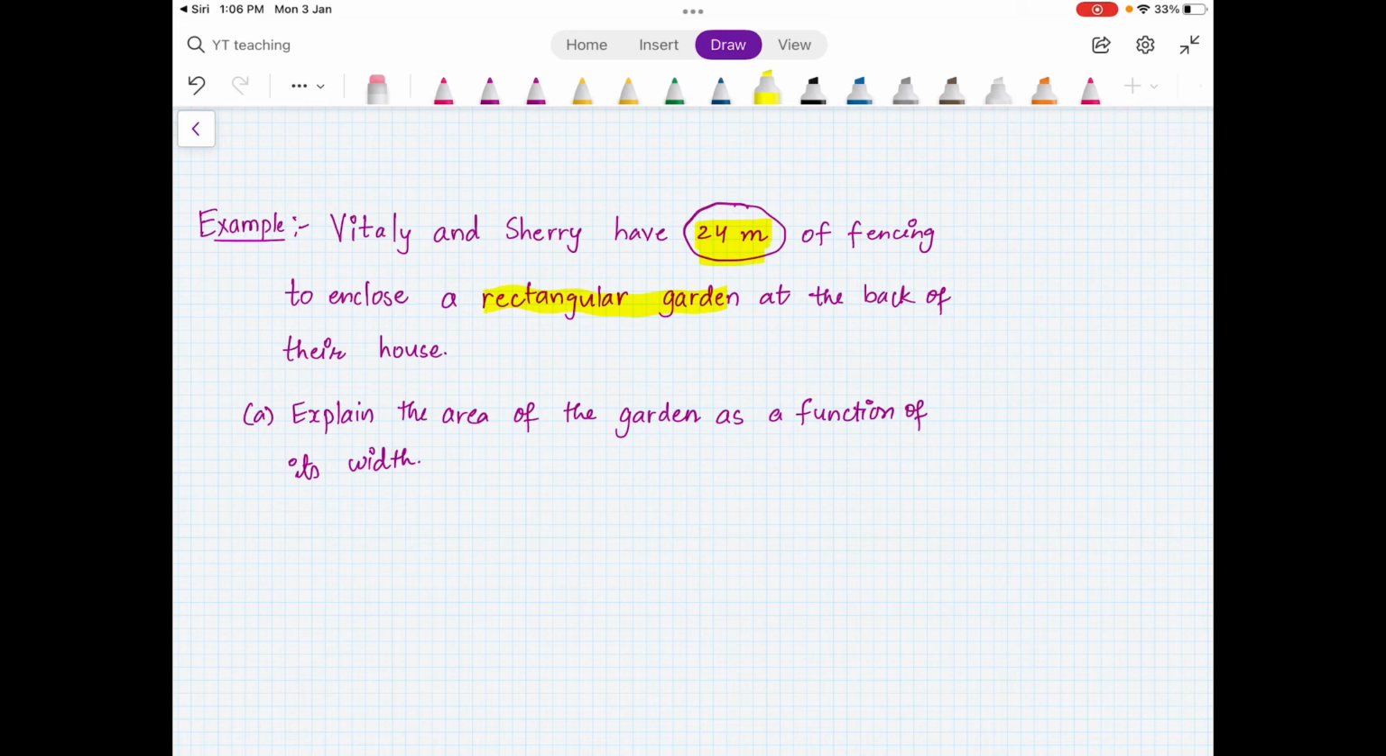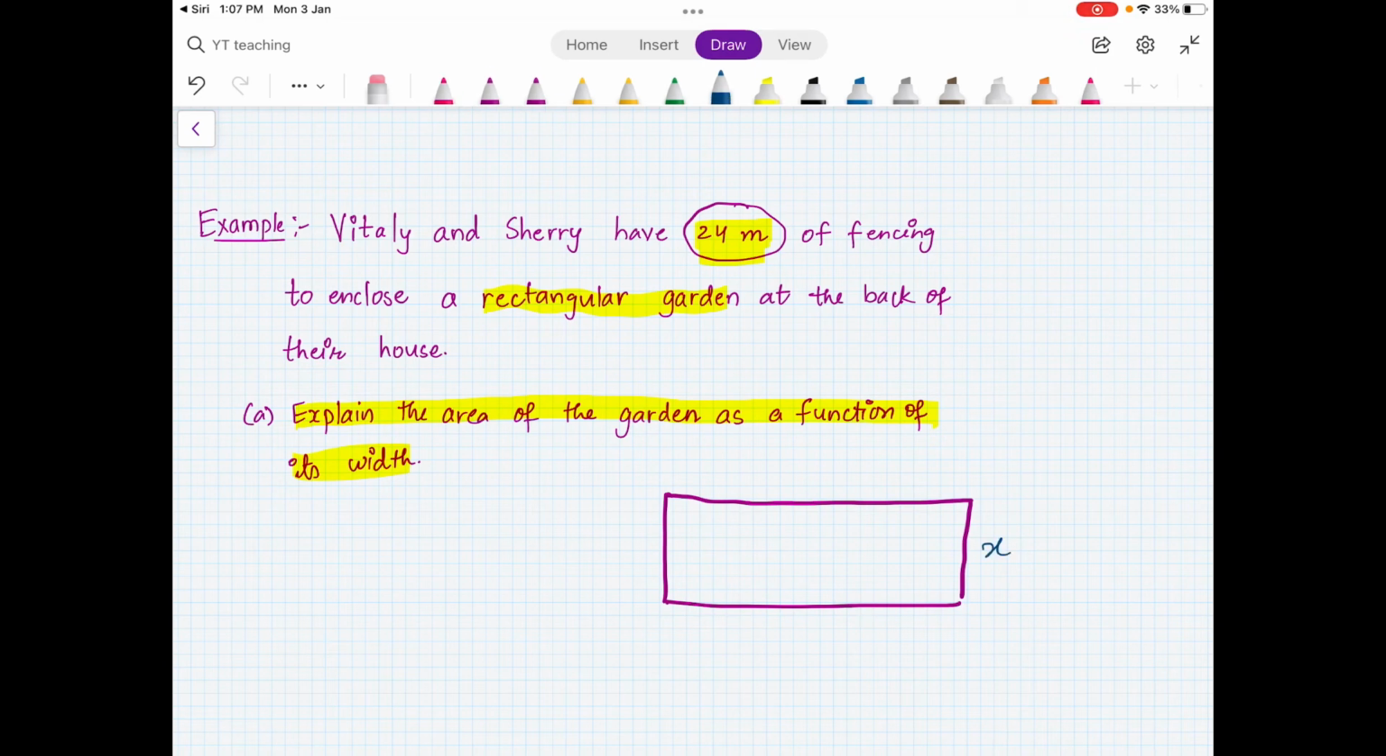Your first question is, explain the area of the garden as a function of the width. Suppose you have a rectangular garden, and let us call the width x. You have to express the area in terms of width. So we have to write what the area of the garden is. The information given to me is that the total fencing is 24 meters.